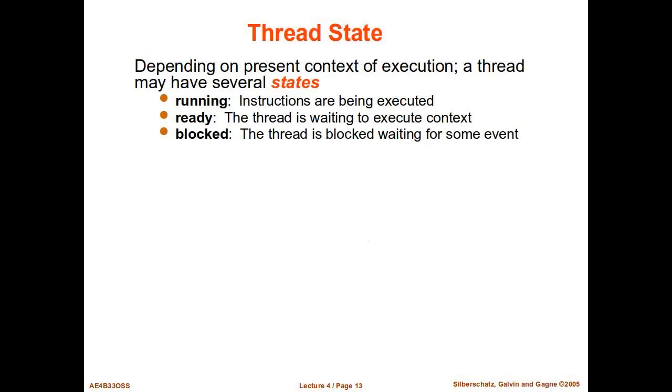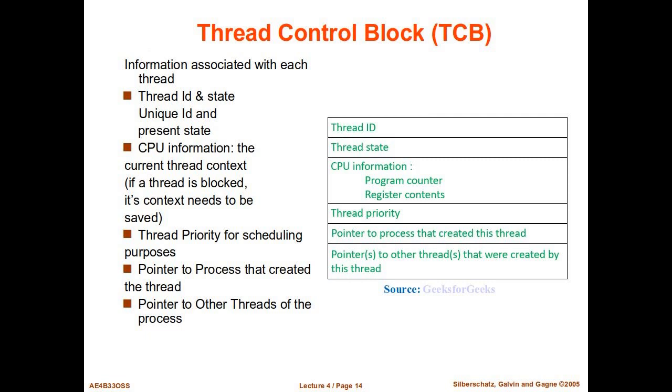Thread states. Running state: instructions are being executed. Ready: waiting to execute. Blocked: blocked on some event. Thread control block: thread ID and state, a unique ID for the thread and its present state. CPU information: the state of the stack pointer and registers to save or restore the context of the thread, where it can start or resume execution. Thread priority for scheduling. Pointers to the process that created the thread and to other threads in the process.